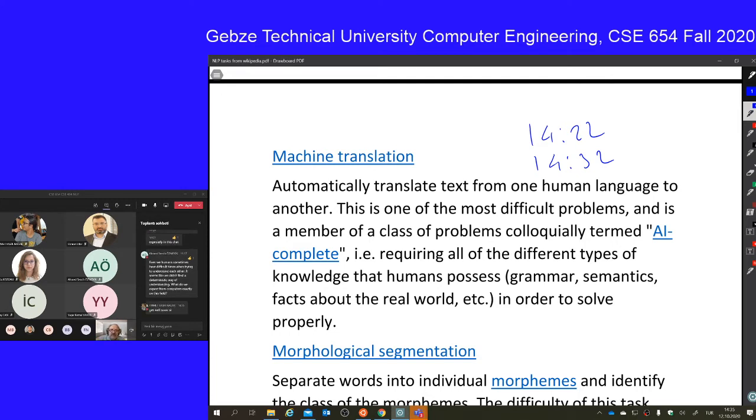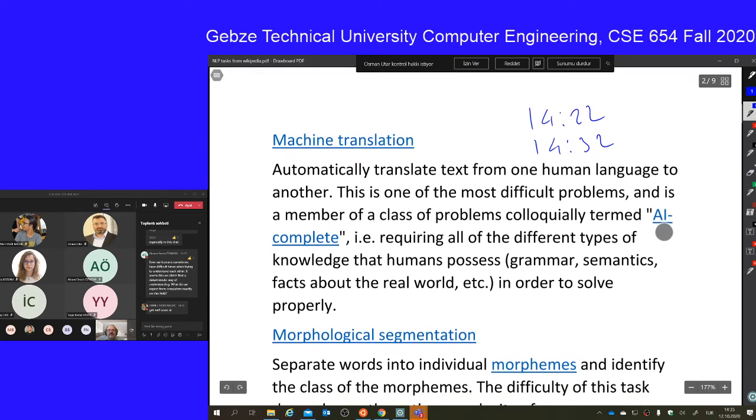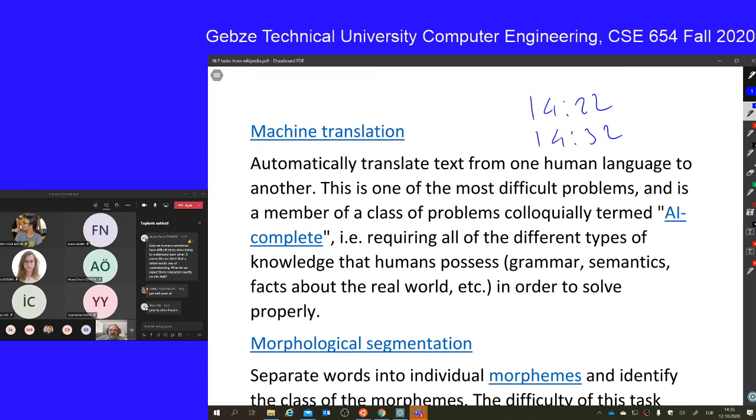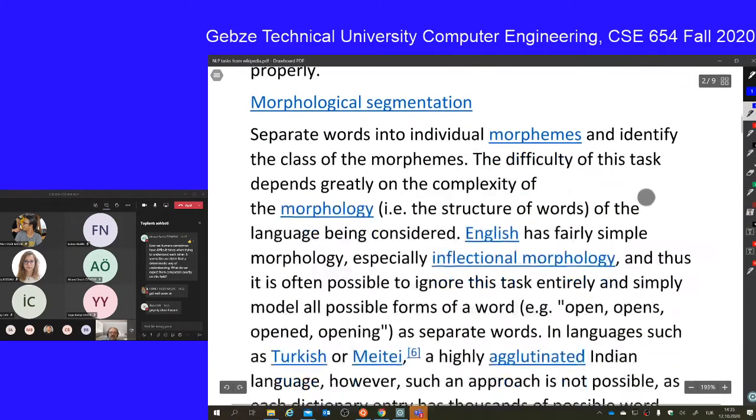We already know what machine translation is. This is one of the toughest problems of natural language processing, and it's an AI-complete problem. That means it requires all the different types of knowledge of human processing, for example grammar, semantics, and facts about the real world. You cannot translate a sentence from one language to another without knowing the culture of the other language. And you cannot translate it if you don't know about the real world, the physical objects, the meanings of the words, and so on. And then we have this morphological segmentation.